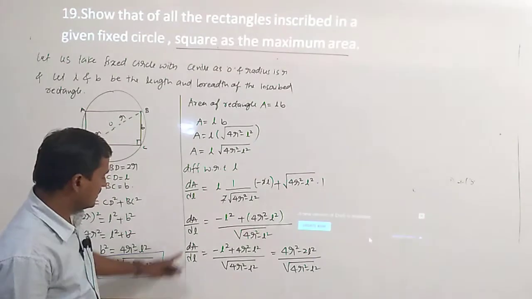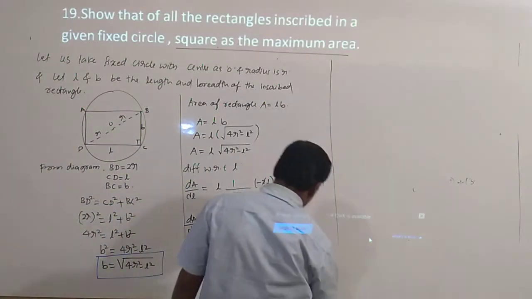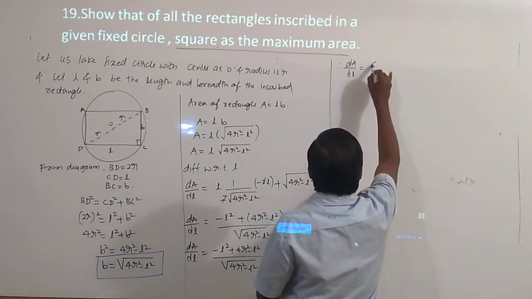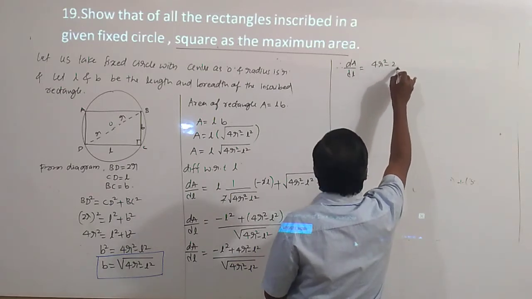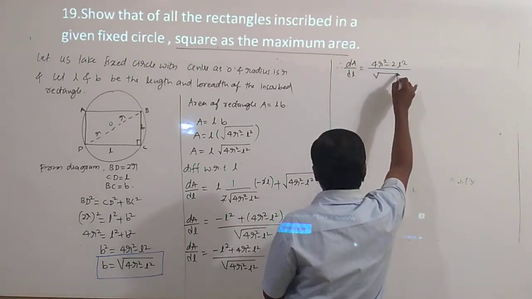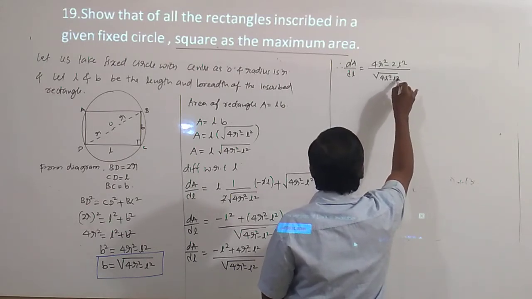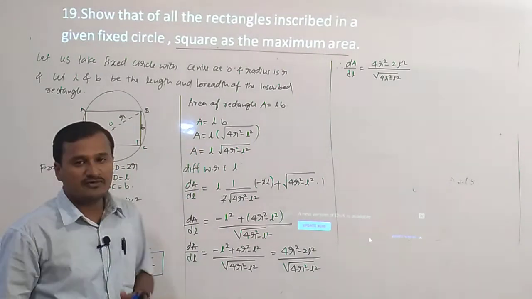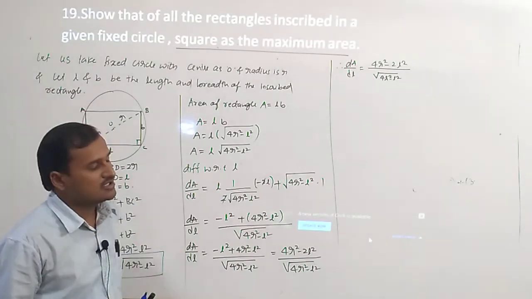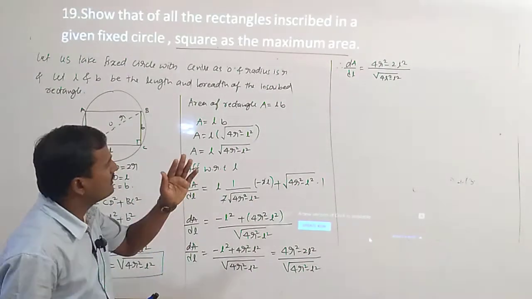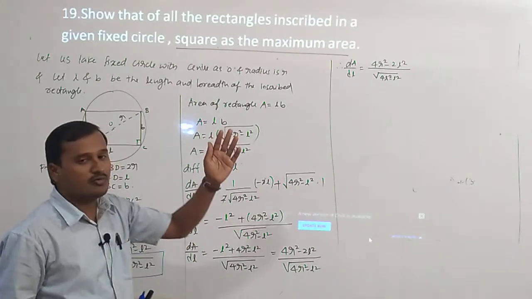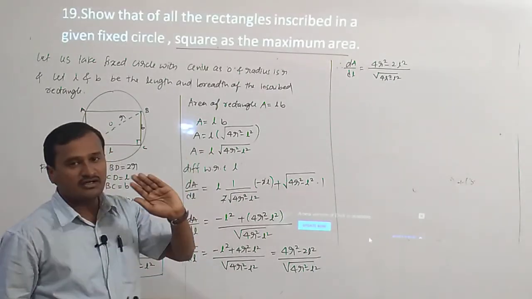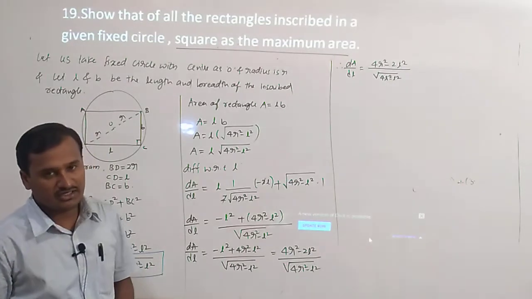Okay, so here we got dA/dL, so here I will write once again, therefore dA/dL is equal to (4r² − 2L²) divided by root of 4r² − L². We already know that the maximum or minimum value of a function always exists at the critical point. So to find the critical point, we have to take dA/dL equal to 0.